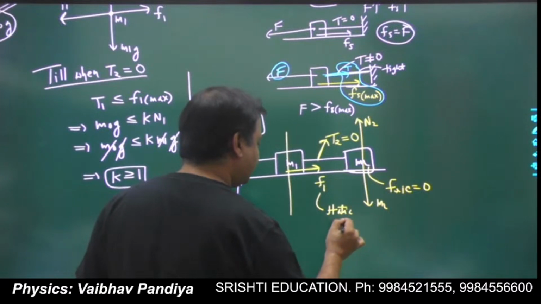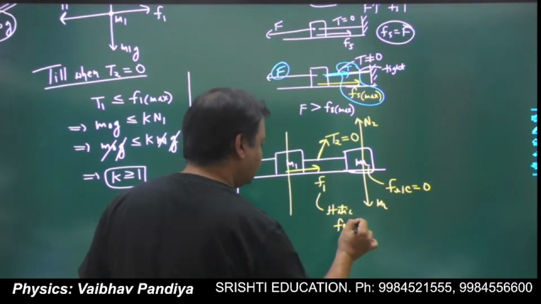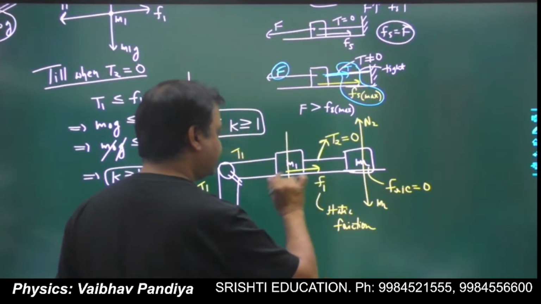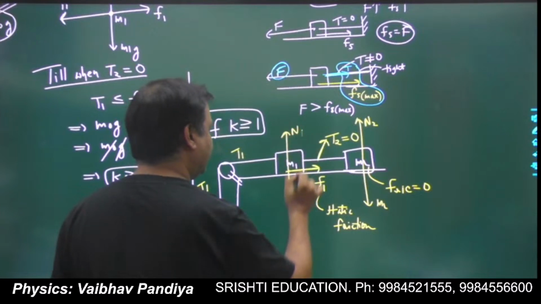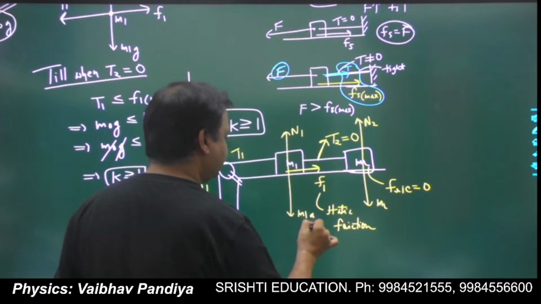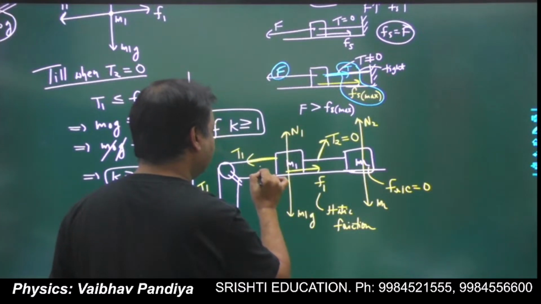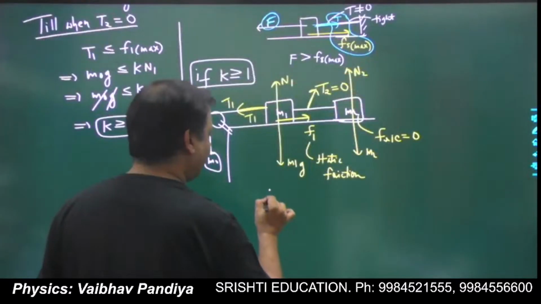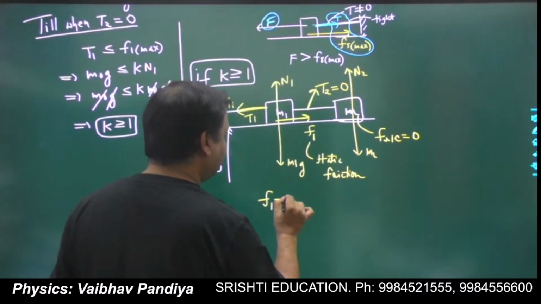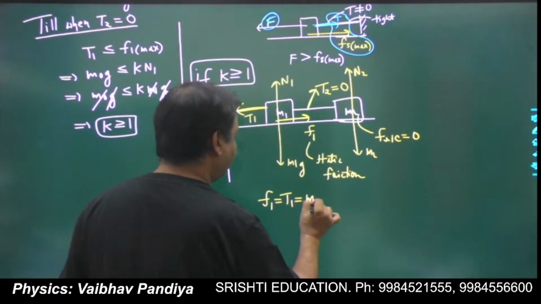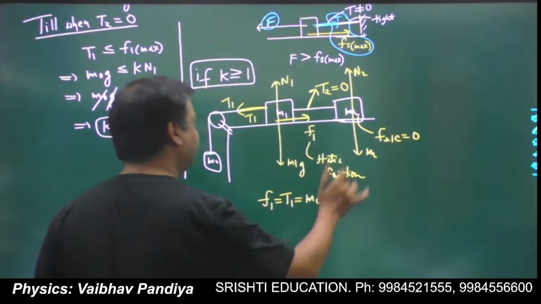A static friction will act, F1. This is your N1, this is M1G, and this is your T1. Since it is at rest, F1, the frictional force on M1, will be equal to T1, that is equal to M0G. So we got the complete analysis.